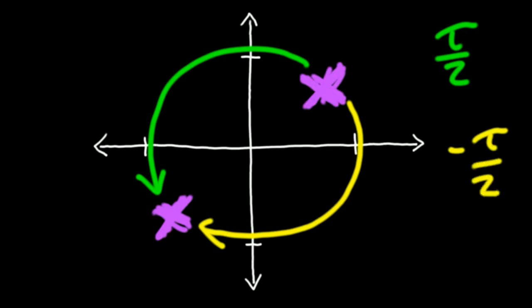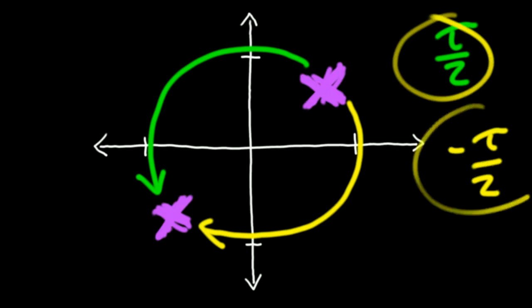And I think you'll agree with me that there's no difference. It doesn't matter whether you go around the clockwise direction or the counterclockwise direction. You're going to end up with the same sequence of samples either way. In other words, there's no difference between the frequency tau over 2 and the frequency negative tau over 2. They're exactly the same. Let's take another example.